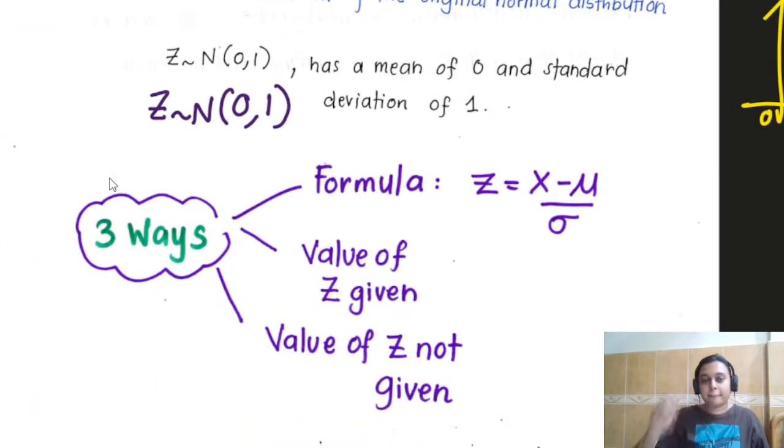In SPM, there are 3 ways the question can come out. 3 different ways. So far, can you understand the mean, standard, and normal, all that? If you can understand, we continue. So there are 3 ways questions can ask us in SPM.